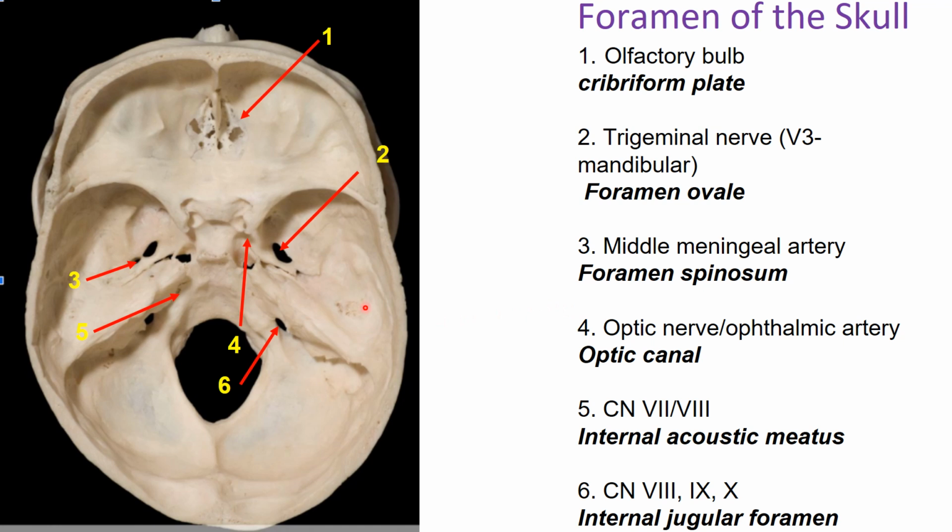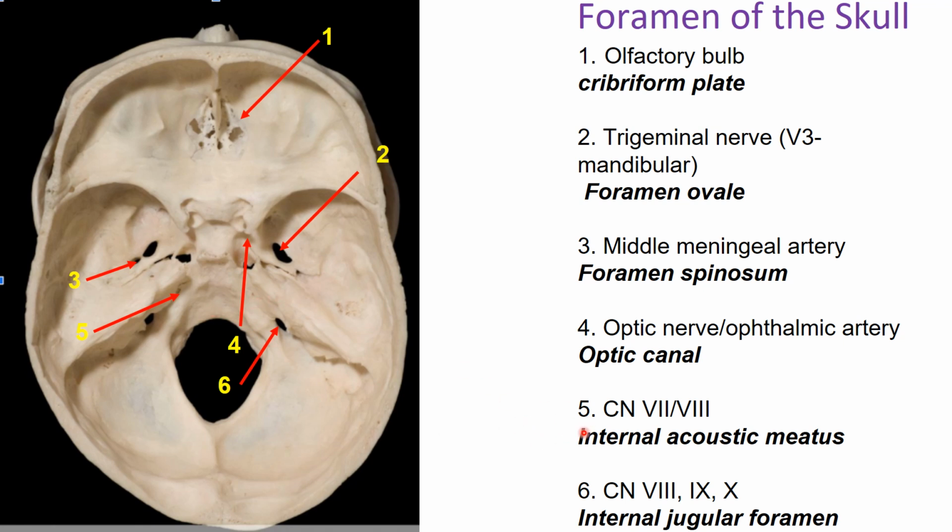Now, I wanted to point out the optic canal, which is located right here. You can see it's just lateral to the diaphragma sellae, and the optic canal is going to have the optic nerve and ophthalmic artery communicating through that. And then we have right here, it's kind of hard to see, it's also located on the other side, but this is your internal acoustic meatus. This is where cranial nerves 7 and 8 are going to be communicating.